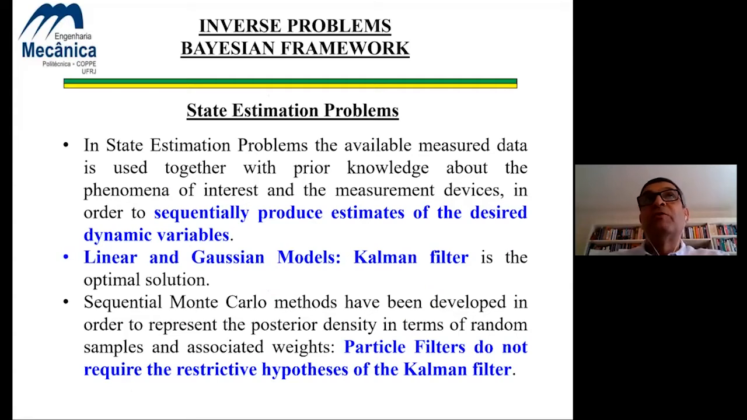State estimation problems are also solved with Bayesian techniques. State estimation problems aim at the sequential estimation of the desired dynamic state variables by using the available measured data together with the prior knowledge about the phenomena of interest and the measurement devices. For linear and Gaussian models, the Kalman filter is the optimal solution. Although extensions of the Kalman filter have been developed for cases that do not satisfy these hypotheses, sequential Monte Carlo methods are considered today as the most general and robust techniques for the solution of problems involving non-linear or non-Gaussian models. In these methods, which are usually called particle filters, the posterior density is represented in terms of random samples and their associated weights.